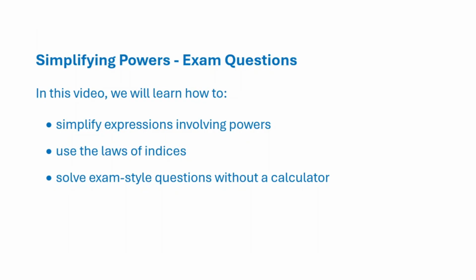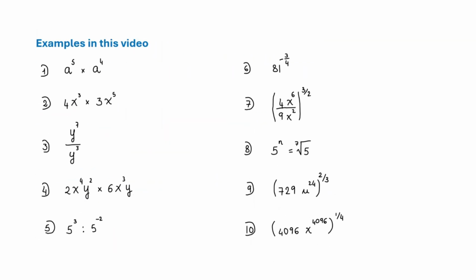By the end of this lesson, you'll be able to simplify expressions involving powers, apply the laws of indices confidently, and solve exam-style questions without using a calculator. Let's have a look at the types of questions we'll be covering. We'll work through questions involving a single variable, multiple variables, fractions, and positive, negative, and fractional powers. We'll also see how prime factor decomposition can sometimes make these questions much easier to simplify. As the examples progress, we'll combine different laws of indices, just as you might need to do in an exam.